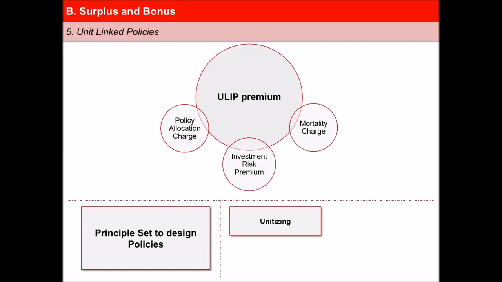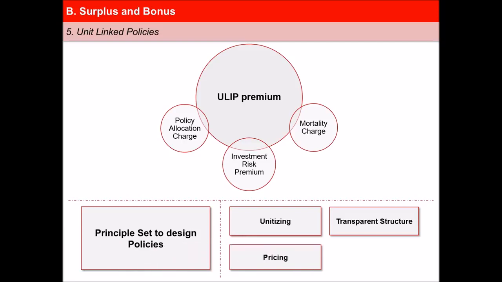Second, transparent structure. Policyholder benefits do not depend on the assumptions and discretions of the life insurance company. The structure should be made transparent. Third, pricing. In unit-linked policies, the insured decides what amount of premium he or she can contribute at regular intervals. The insurance cover is a multiple of premiums paid.